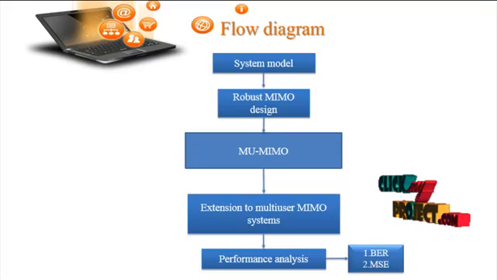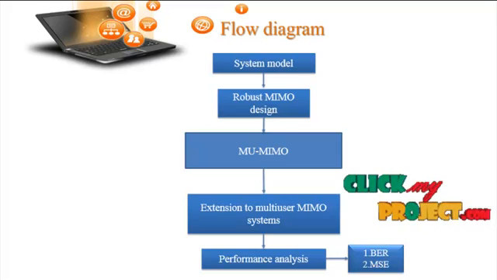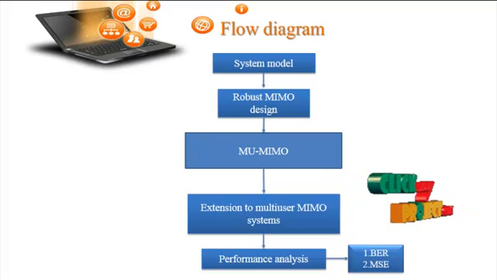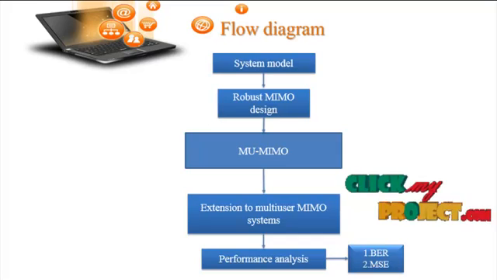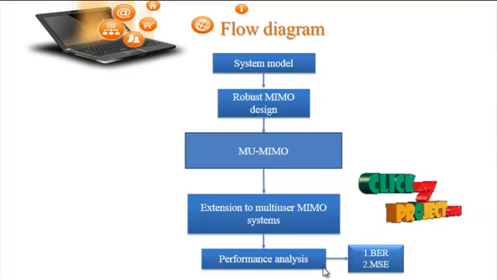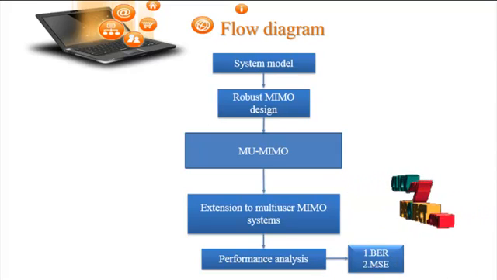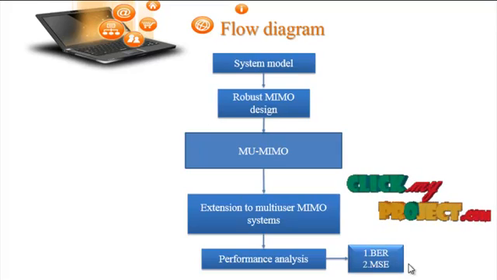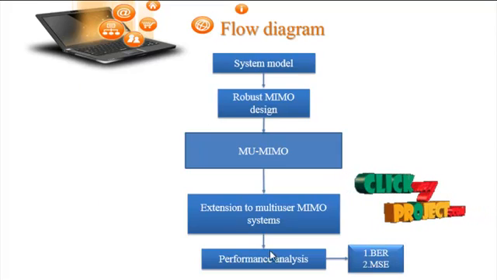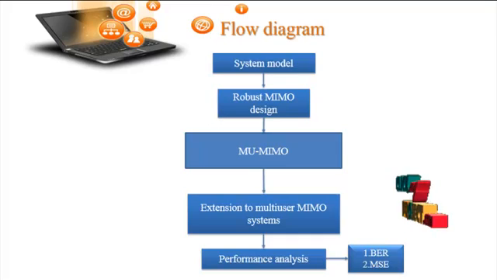To compare the BER and MSE performance of all the algorithms, we take the SNR equal to 20 dB. Whatever it may be, the values will be calculated. So the performance analysis is calculating the BER and MSE of the process, that is, the bit error rate and minimum mean square error. These are the overall flow diagram of the particular process.